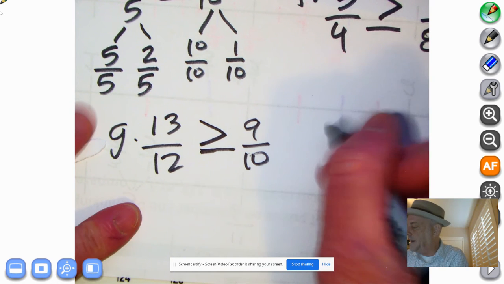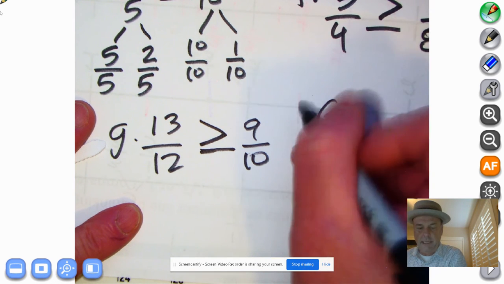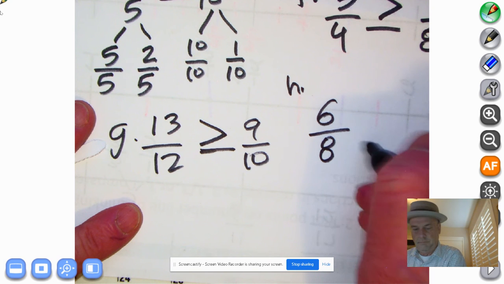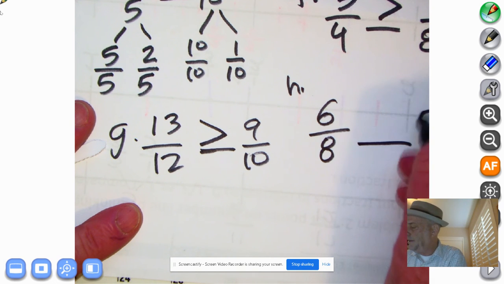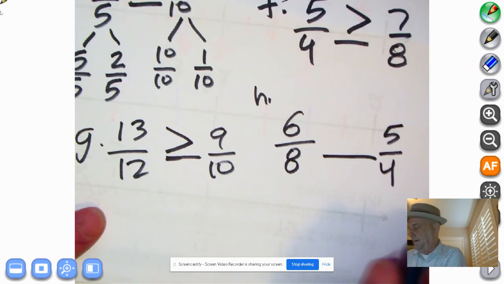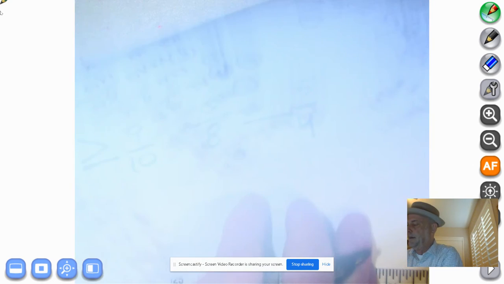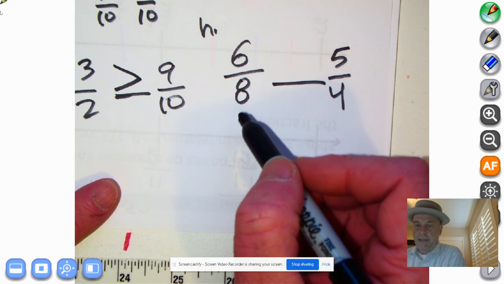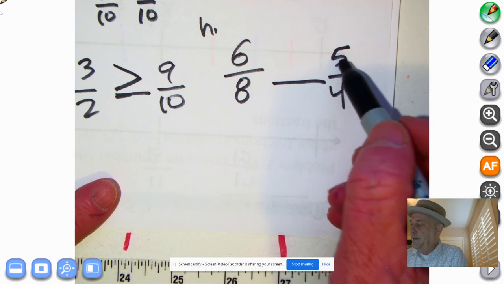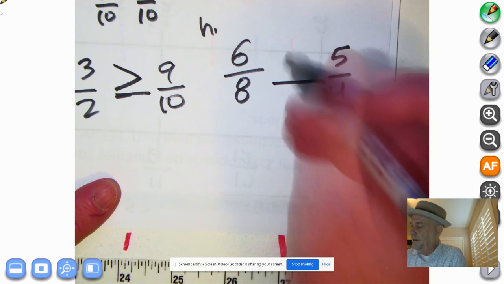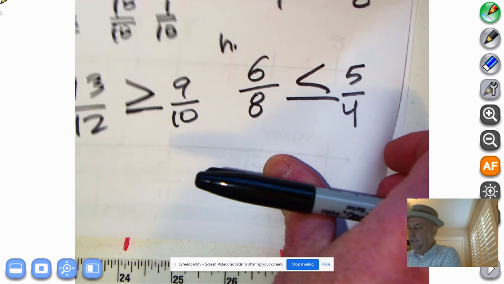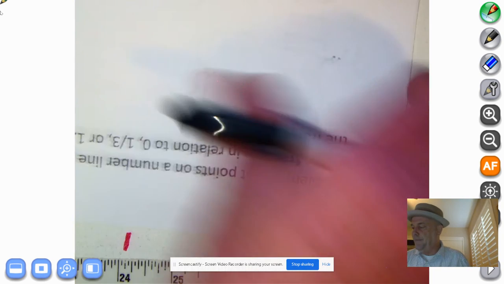Any alligator eats that. We're having the same situation in H, 6 eighths and 5 fourths. Look here. Now, numerator smaller than the denominator, less than 1. Numerator greater than the denominator, more than 1. You know where any alligator's going to go to eat. Yep. Let's continue on to I.